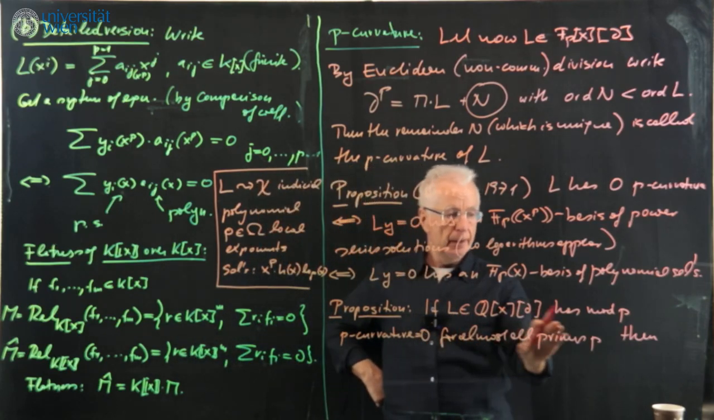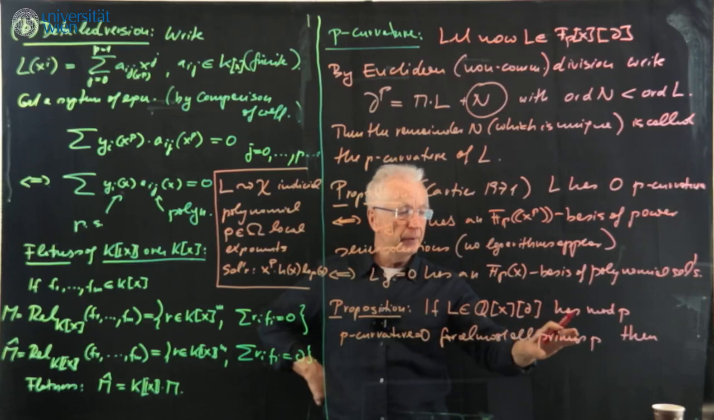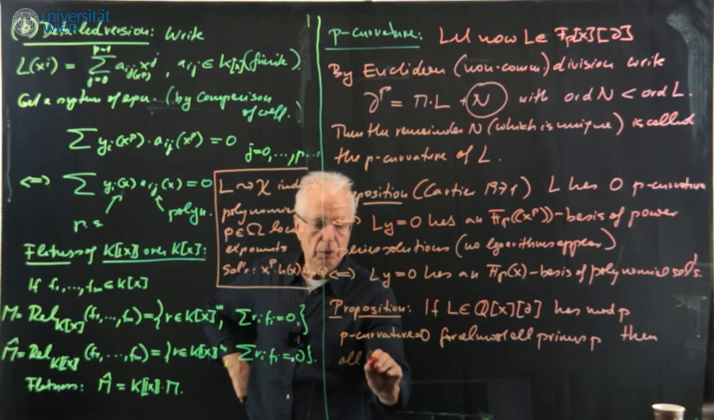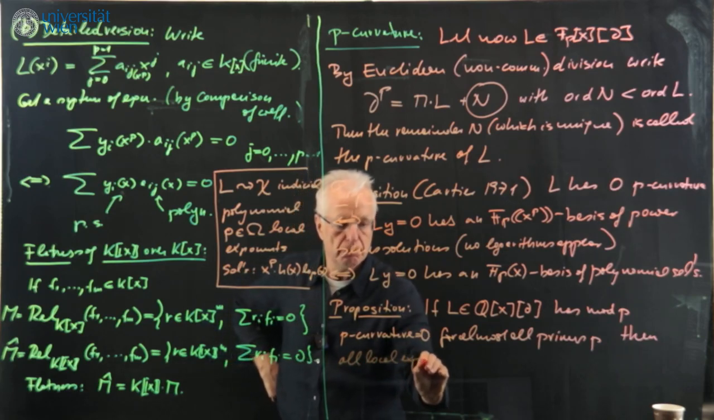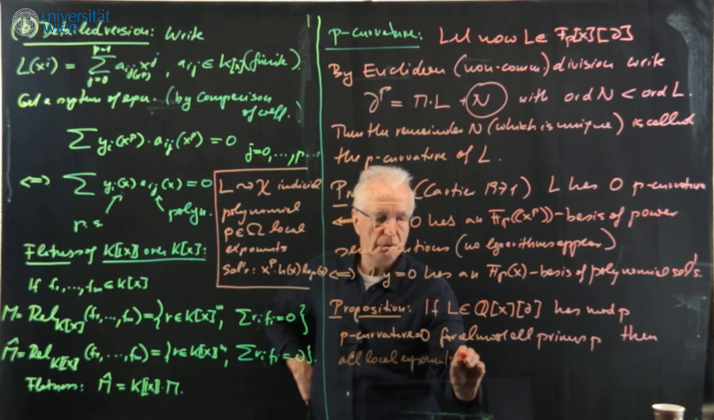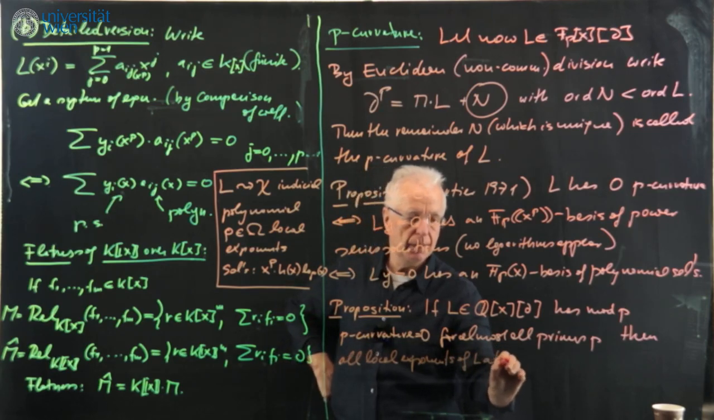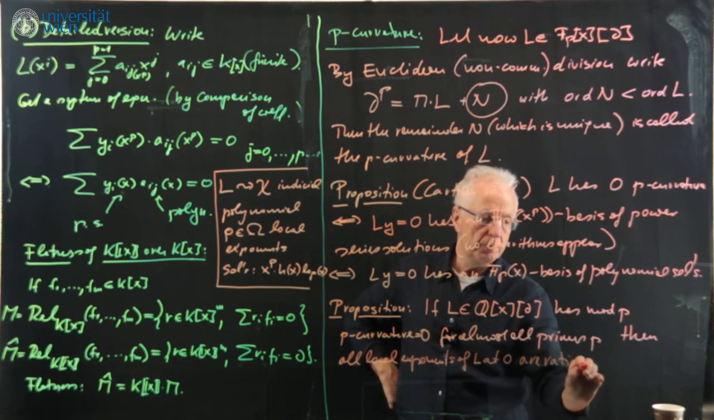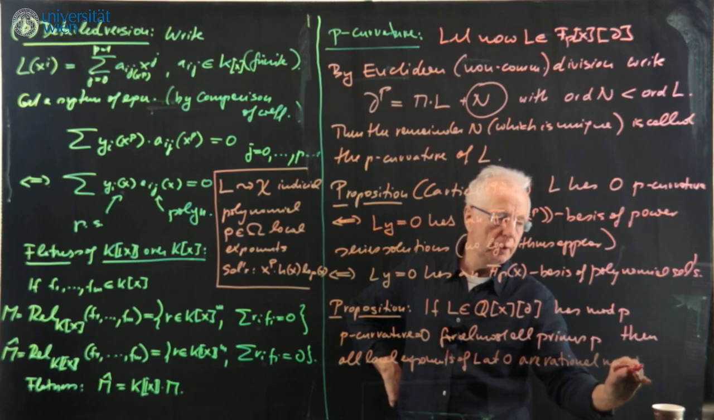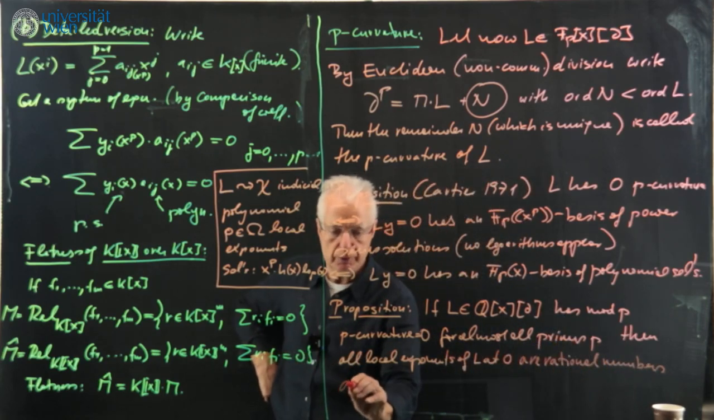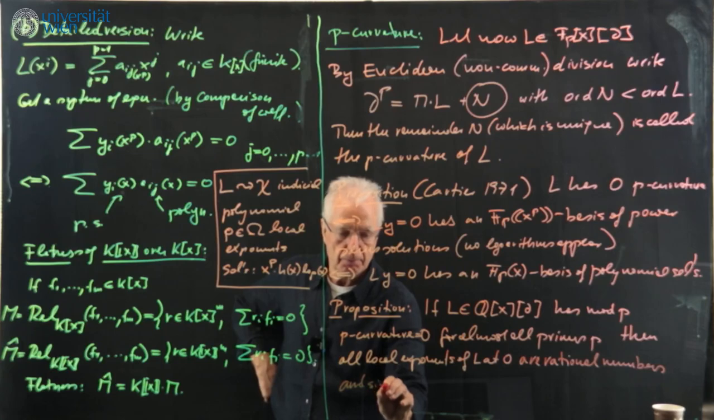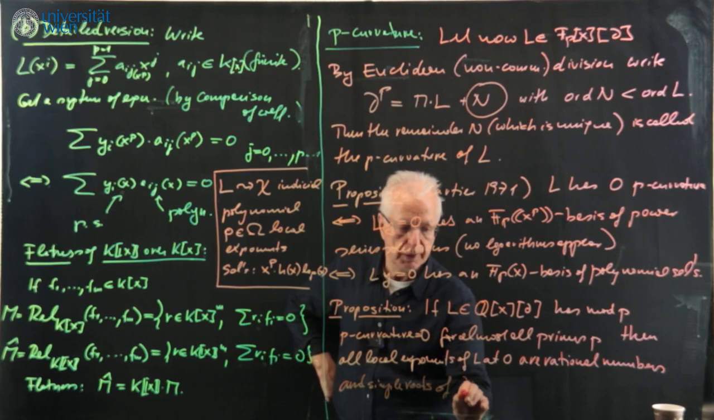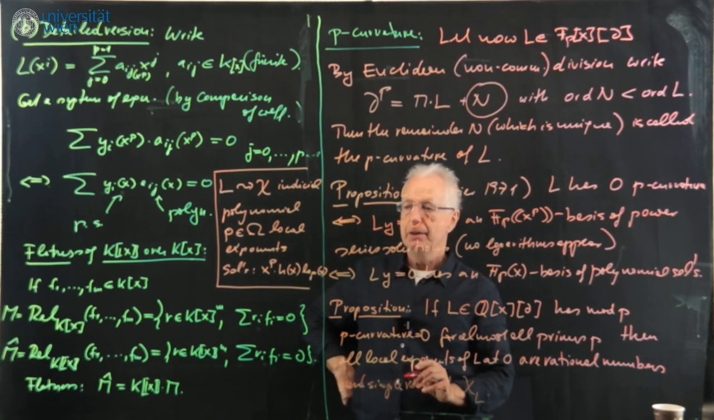So here the proposition says, then all local exponents of L at zero are rational numbers and simple roots of chi of L.